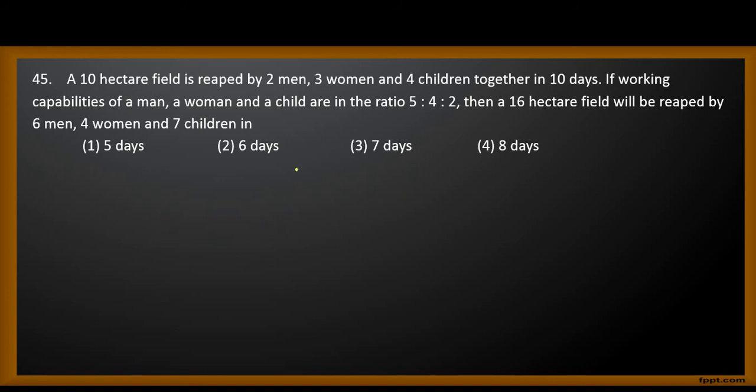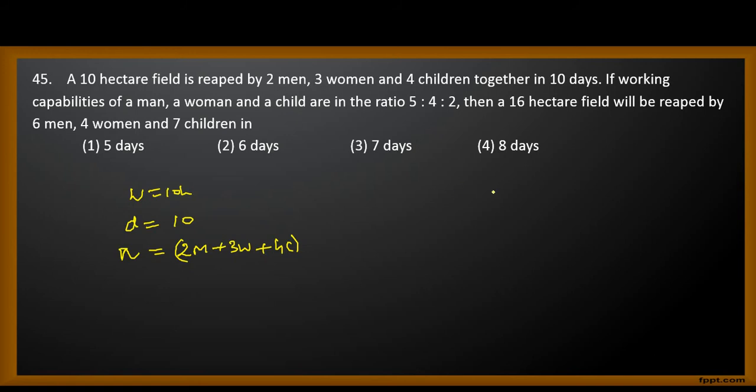Now look at this question. A 10-hectare field is reaped by 2 men, 3 women and 4 children together in 10 days. Here the work is given as 10 hectares, days is given as 10. The efficiency is 2 men plus 3 women plus 4 children. With this efficiency they take 10 days to do field work of 10 hectares.